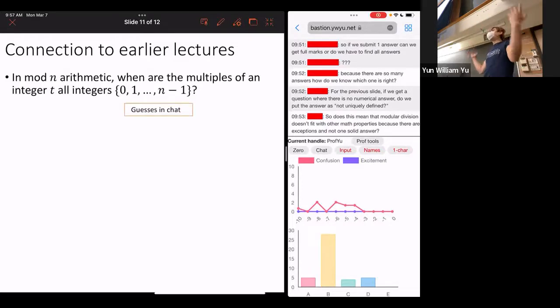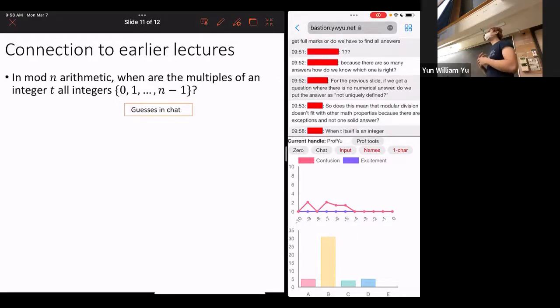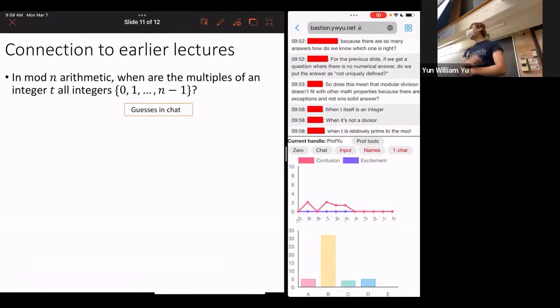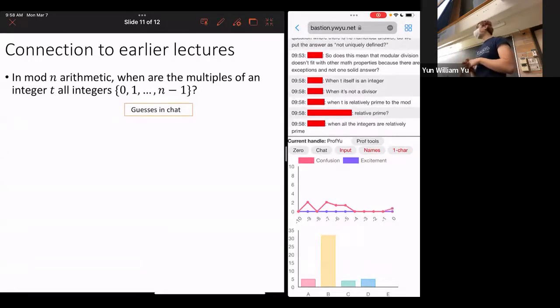So I want you guys to think back to Wednesday now. When they're all multiples of an integer t, which I've written because it might correspond to something we did last Wednesday, when they're all the multiples, all the integers. Okay, so someone's getting closer, when it's not a divisor. So t has to be more than just an integer, and when it's not a divisor, it gets you some of them. Ah, yes, when t is relatively prime to the mod.